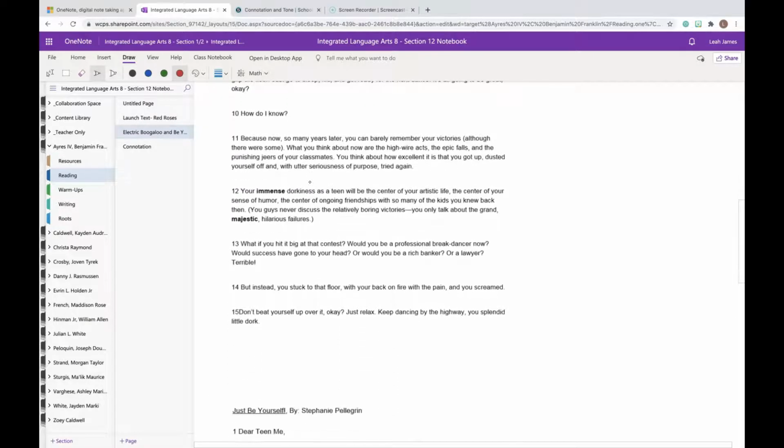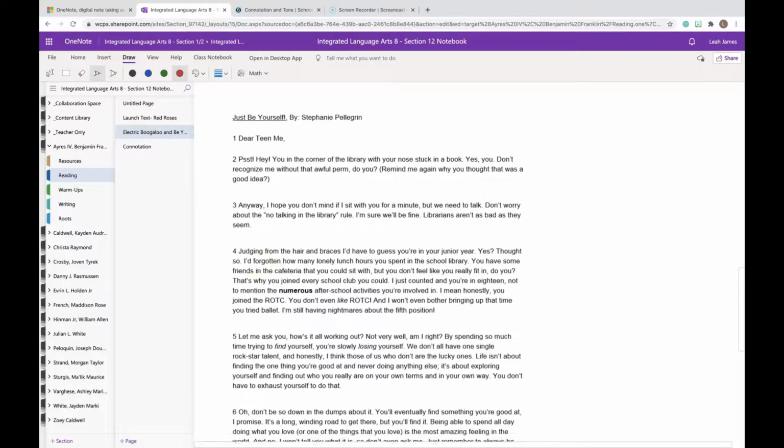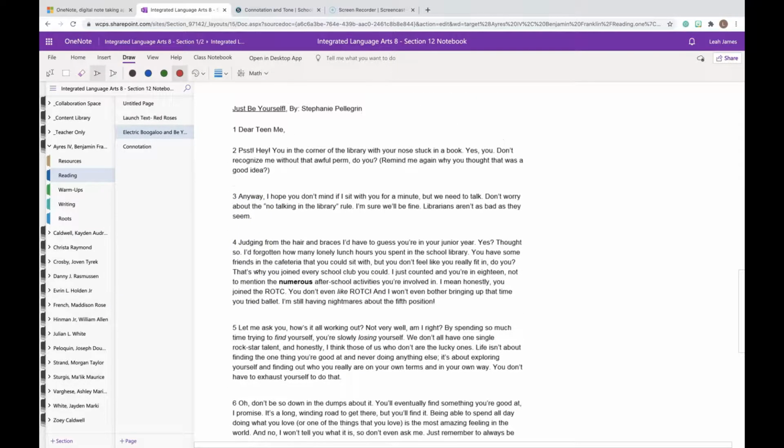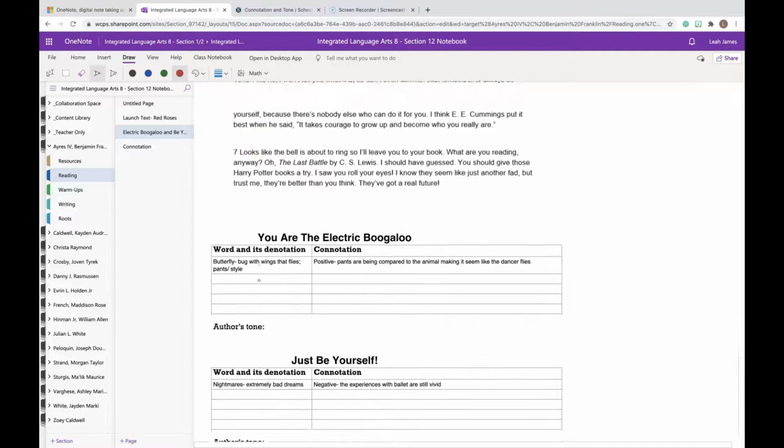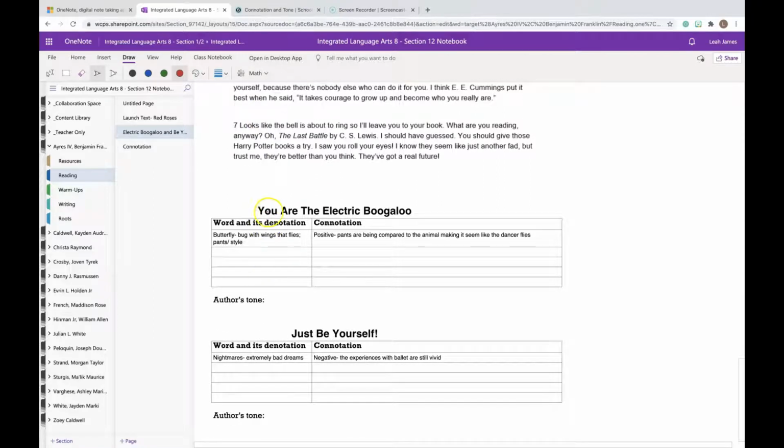So You Are the Electric Boogaloo is first. It's 15 paragraphs. And then Just Be Yourself is right underneath, and it's 7 paragraphs. When you scroll to the bottom, you'll see that there are 2 charts, one for You Are the Electric Boogaloo and one for Just Be Yourself. So you are going to fill out the chart that is on your specific piece of text, okay? If you are going through and finding the connotations for You Are the Electric Boogaloo, you only do the chart for You Are the Electric Boogaloo.